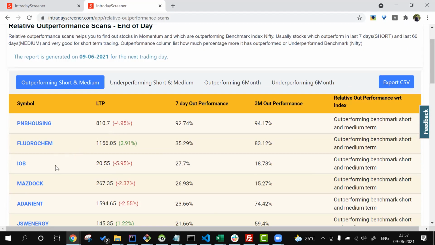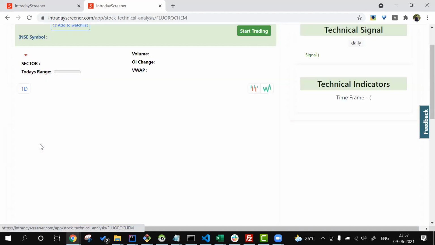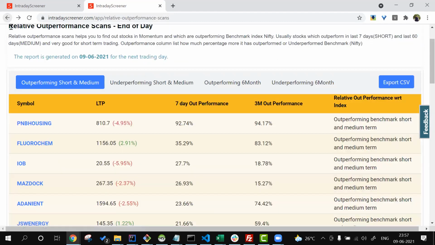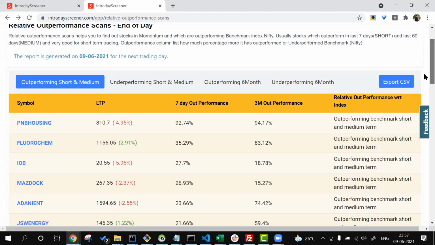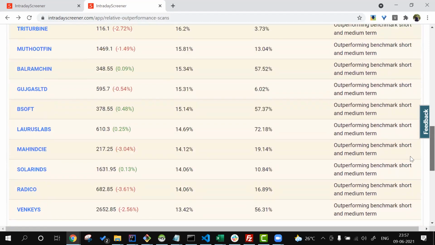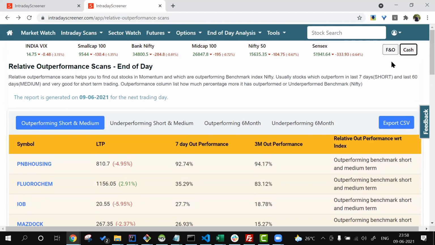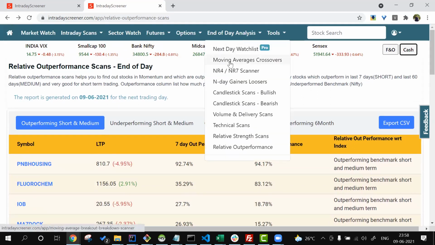For example, you can see that the Fluoro Chem stock has 3-month gains of 83% and 7-day gains of 35%. You can track this stock and see it is actually moving up. These are stocks which you can buy on dips. All the relative outperformance stocks are usually stocks in momentum. So you should keep track of these stocks for the next day as well as intraday, and note these stocks also.